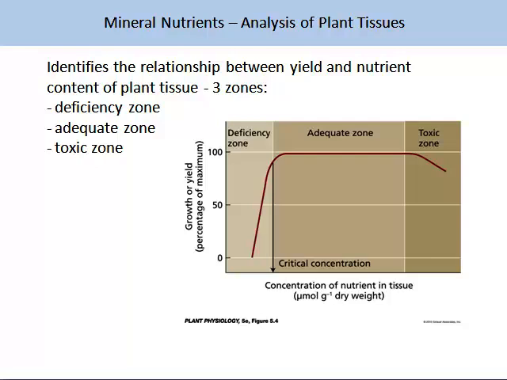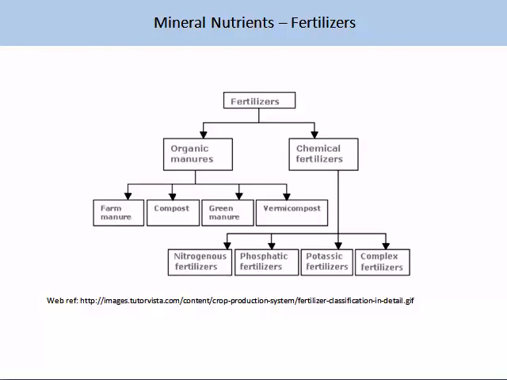It is important to have an understanding of not only the deficiency zone, adequate zone and toxic zone, but also understand the economic components. If you put too much nutrients on and you're in the adequate zone, then you could be wasting nutrients. If you don't put enough nutrients on, and you're wasting your economic potential by reducing your yield. So understanding these relationships is important.